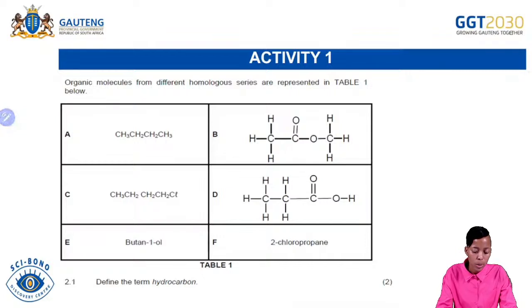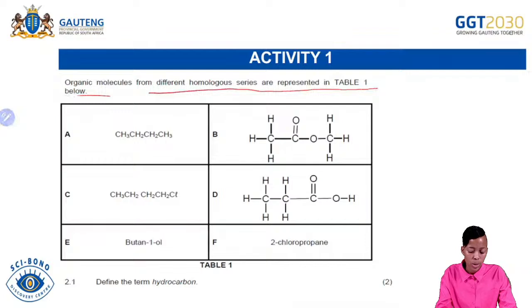So let us have a look at this activity here. It says organic molecules from different homologous series are represented in table 1 below. Question 2.1 says you need to define the term hydrocarbon, for 2 marks. But before you go to the definition, you will see it says hydro. Already you can see that hydro has to do with hydrogens, and then the carbon is the carbon itself.